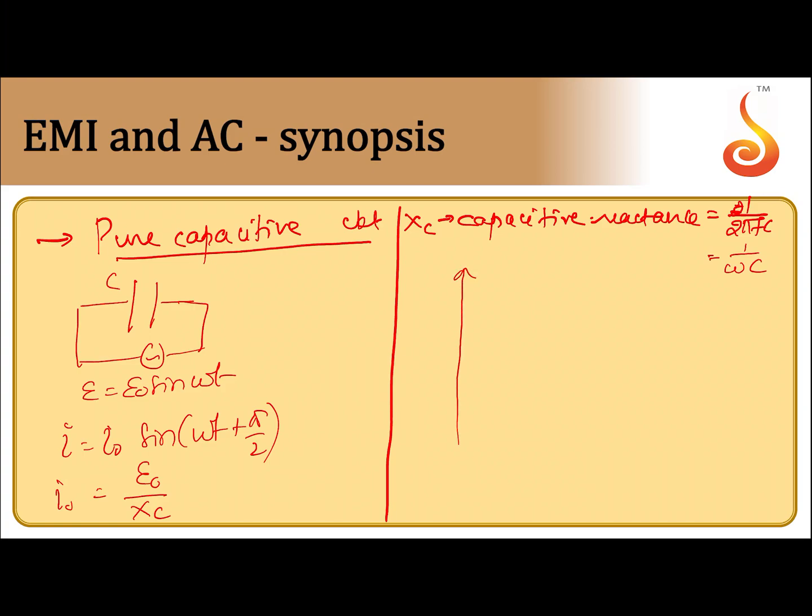So a plot of EMF versus time graph is something like this, while the current versus time graph is leading. So this is the current versus time graph. And if I plot the phasor diagram, this is EMF and the current phasor is here. It is leading by pi by 2.